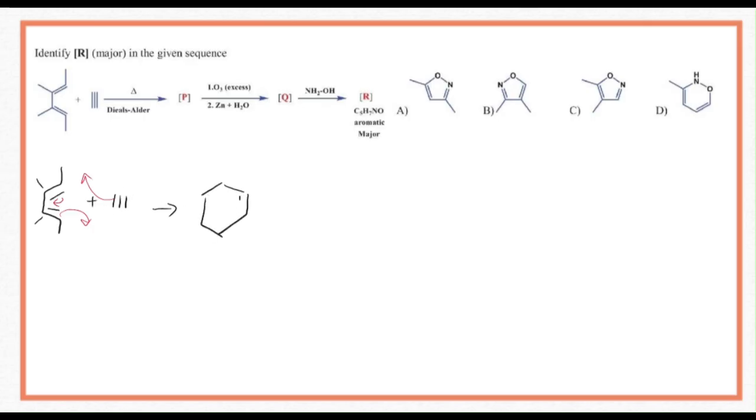The triple bond will become double bond, right? There is a pi bond formation over here. What about the methyl groups? They are as it is, like this. So this is product P, right?